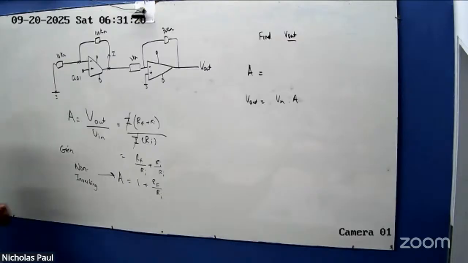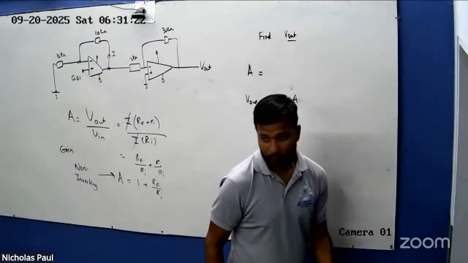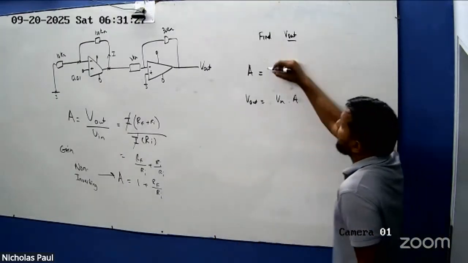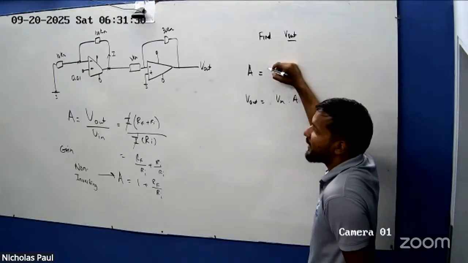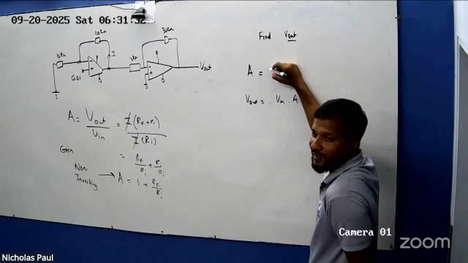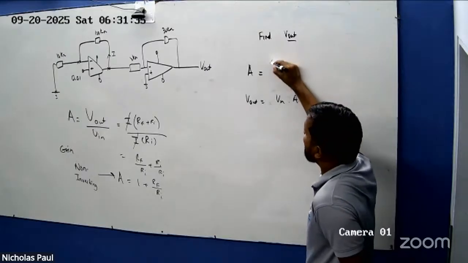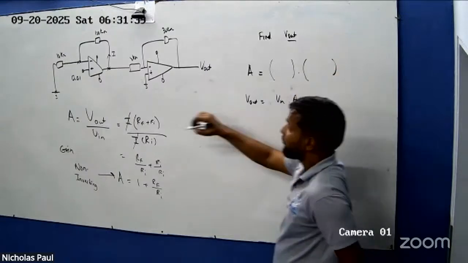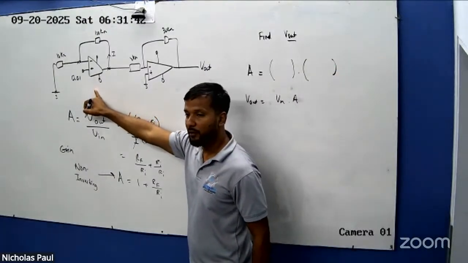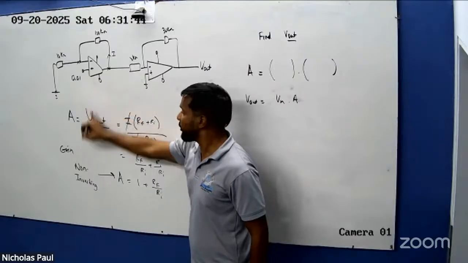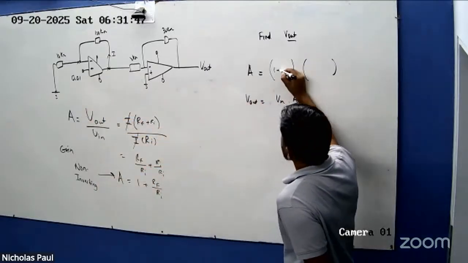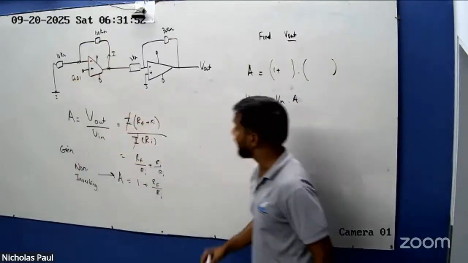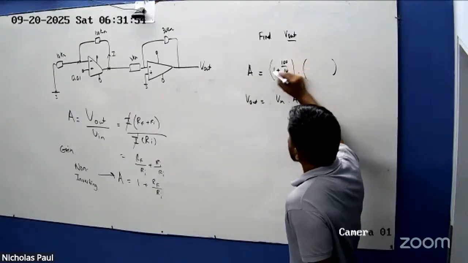Right, help me out here. What's the gain of the first op amp? Non-inverting or inverting? Non-inverting, right? So it's 1 plus RF over 10. That's 1 plus 100 over 10, that's 11, right?